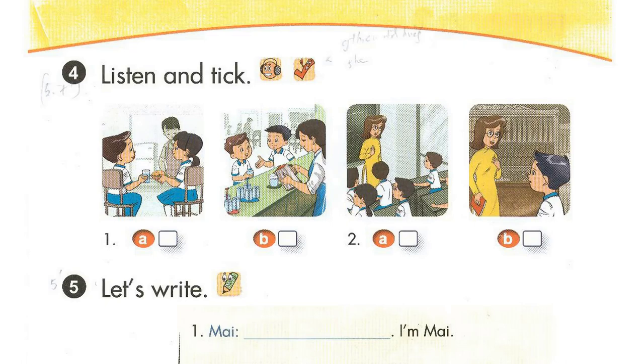Page 7. Lesson 1. Activity 4. Listen and tick. 1. Hello, I'm Nam. Hello, Nam. I'm Gun. Nice to meet you. 2. Hello, I'm Miss Hien. Hello, Miss Hien. Nice to meet you.